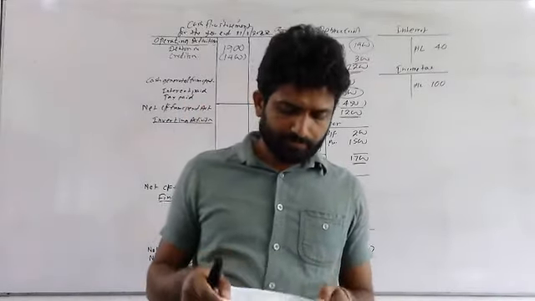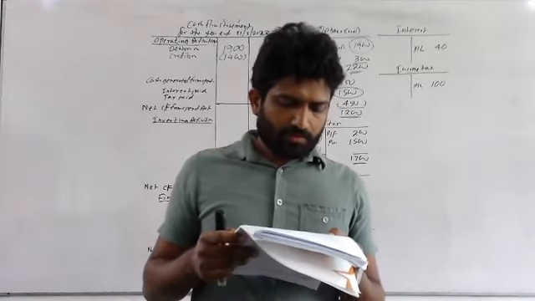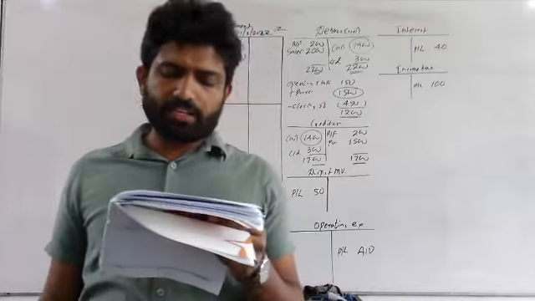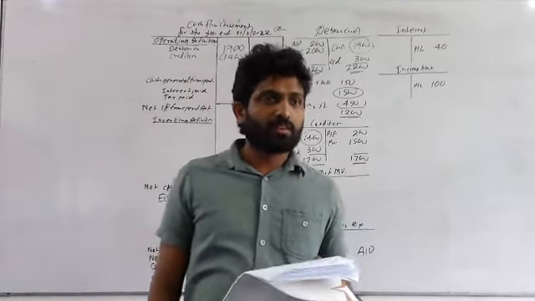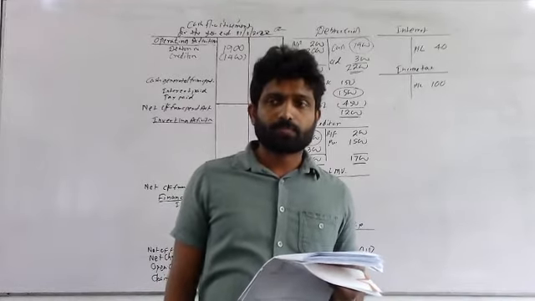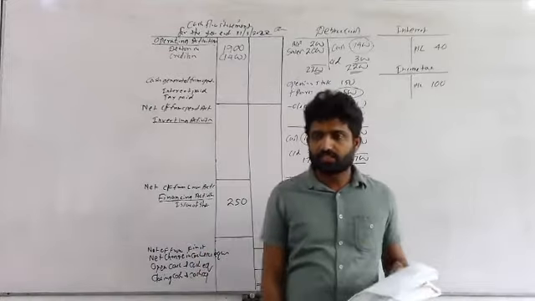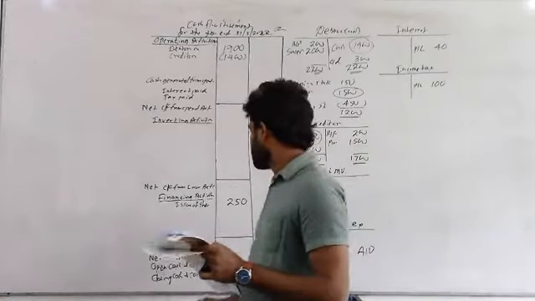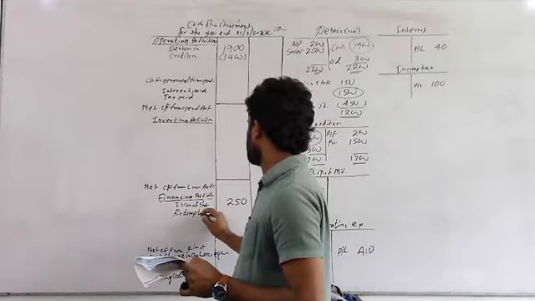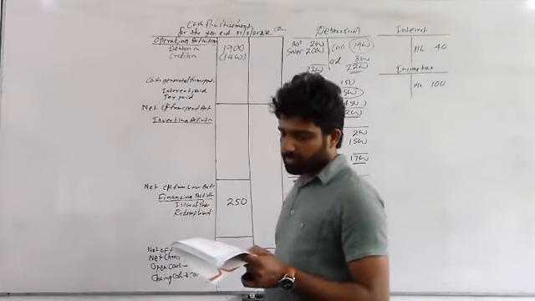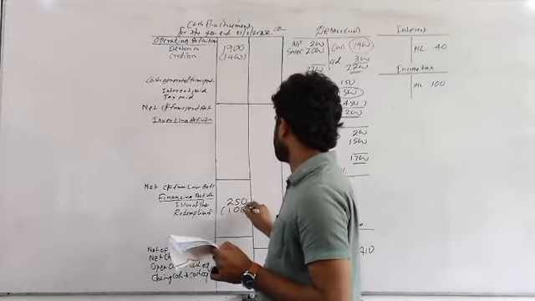Next one. Listen. Debentures, 300 to 200. There is a decrease in debentures by 100. Why? They have paid money back. The redemption of debentures. Under which activity? Financing activity. Redemption of debentures, minus 100.